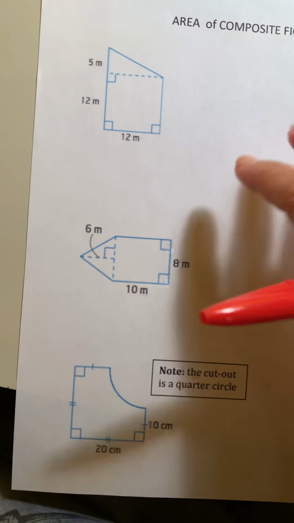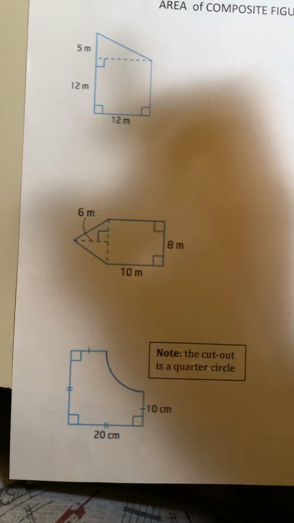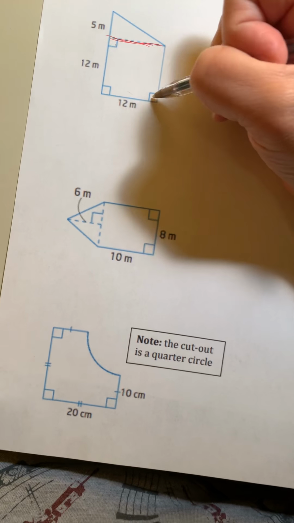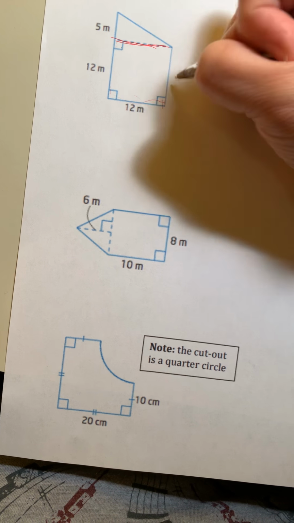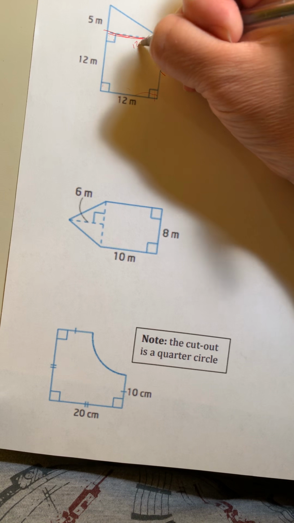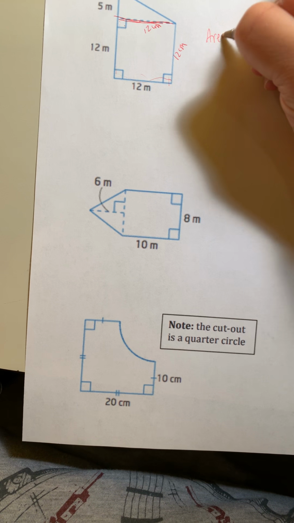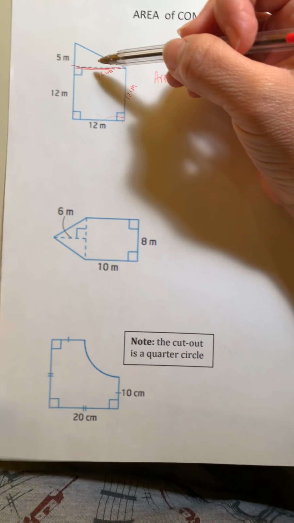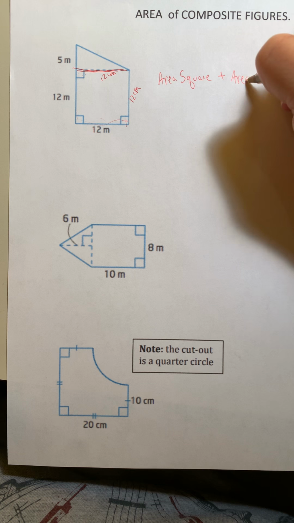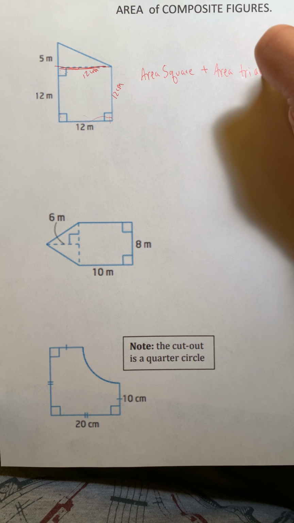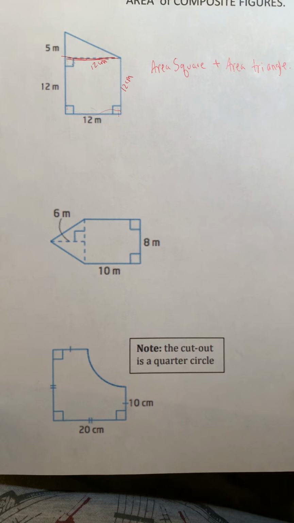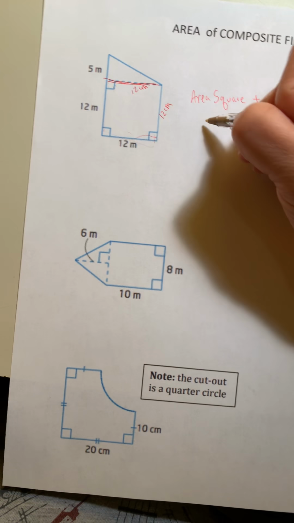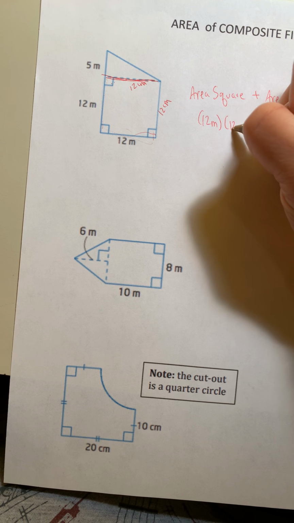Okay, so now this one, if you look at this shape, it's an odd looking shape also, but you can see right here, there's a triangle on top. So then what shape? This is 12, 12, so then that means this is 12. This is a square. So we're going to find the area of a square plus, and this other shape is the area of a triangle. So the area of a square is length times width, or base times height. So it's going to be 12 times 12. So 12 meters times 12 meters.